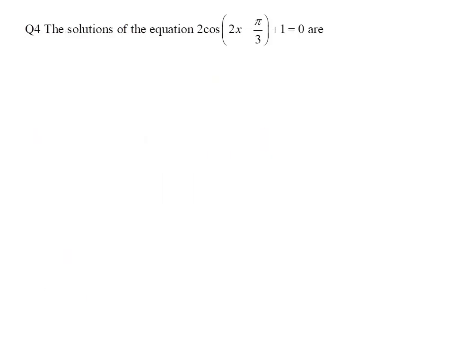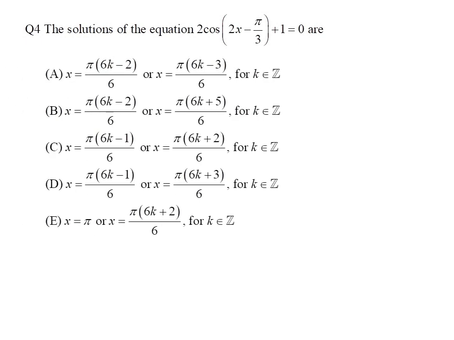Here, question 4 is to find the general solution for the trigonometric equation 2 cosine (2x minus pi over 3) plus 1 equals 0. The correct answer is within the 5 given choices from A to E, as seen from the screen. Based on the equation 2 cosine (2x minus pi over 3) plus 1 equals 0, the trigonometric function can be expressed as cosine (2x minus pi over 3) equals -1 over 2.